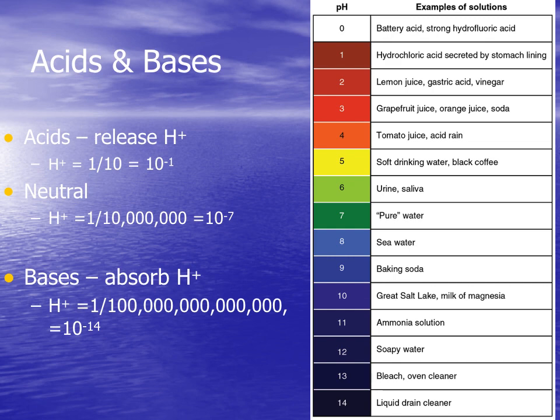Substances that are strong bases have the ability to absorb hydrogen ions. And so here, hydrogen ion concentration is very, very low. So it equals 1 out of every 100 trillion, I think it is, molecules in solution. Okay, and that's with 14 zeros, so that's 10 to the minus 14. And so this would be like sodium hydroxide, drain cleaner, which has a pH of 14.